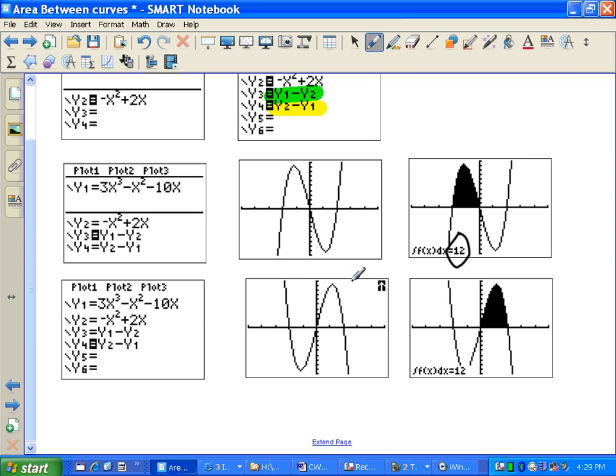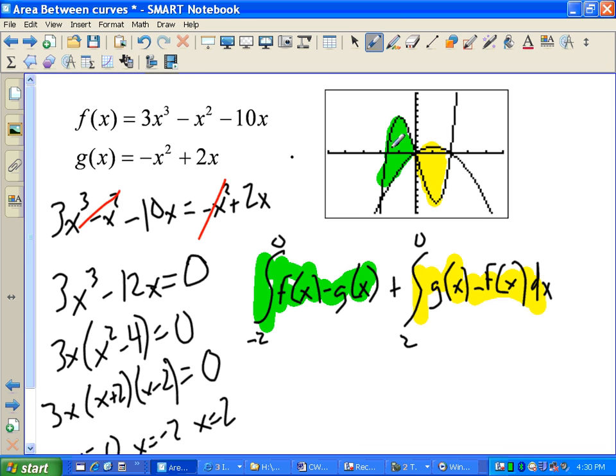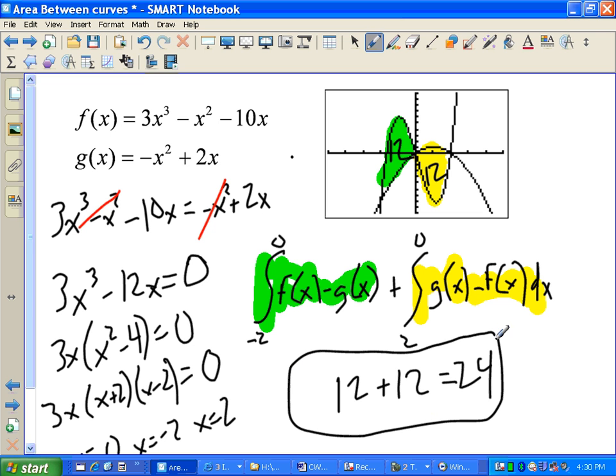Graphed that, got this curve. Used the integral function, and as it turns out, the integral in this case is also 12. So the first region, the green region, its area is 12. The yellow region has an area of 12. 12 plus 12 is 24. That tells me the area of this whole region right here, the area between these two curves, right like so.